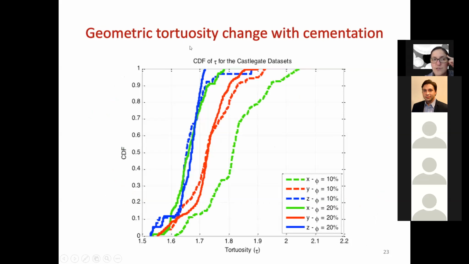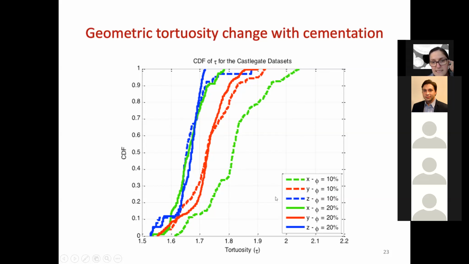So here's how tortuosity, this geometric measure of the length of going across the medium, changes. For each path identified on the medial axis going from one side to the other, you divide that path length by the length of that side to side, to see how much longer you have to travel. Generally you have to travel anywhere between 1.5 and 2. For the 10% case they're the dashed lines, and for 20% they're the solid lines, so you can see how they change.